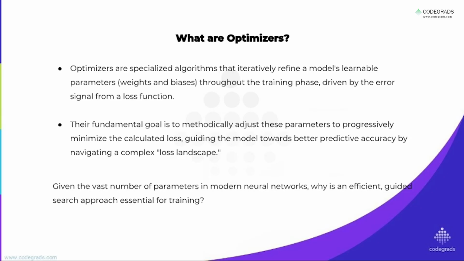With a vast number of parameters in modern neural networks, an efficient, guided search is essential, as finding optimal parameters otherwise would be computationally intractable.